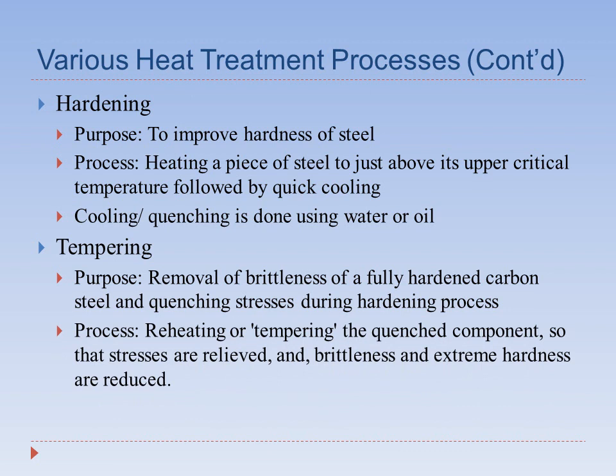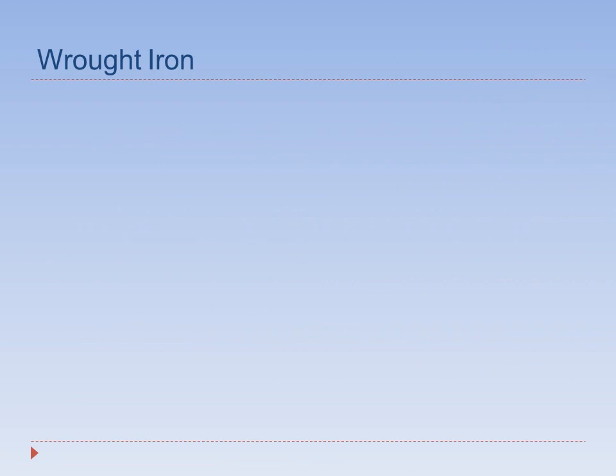The process of tempering includes reheating the quenched component so that the stresses are relieved and brittleness and extreme hardness is reduced. Friends, here we concluded 4 important heat treatment processes, and now let us discuss some important ferrous alloys which are used in industries widely.